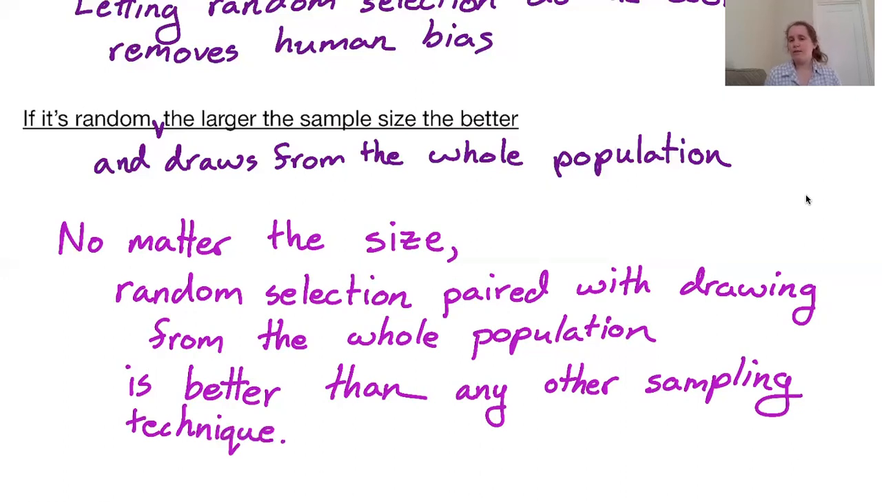But if we have, say, two different sample selections to compare to each other, both of which used random selection and drew from the whole population, then whichever one has the larger sample would be the better sampling method. So size is just something to consider at the end, once we've already checked random selection and drawing from the whole population. All right, so those are the criteria for a good sampling technique.